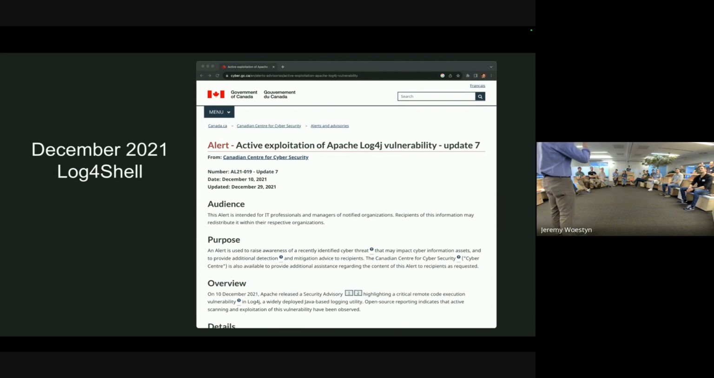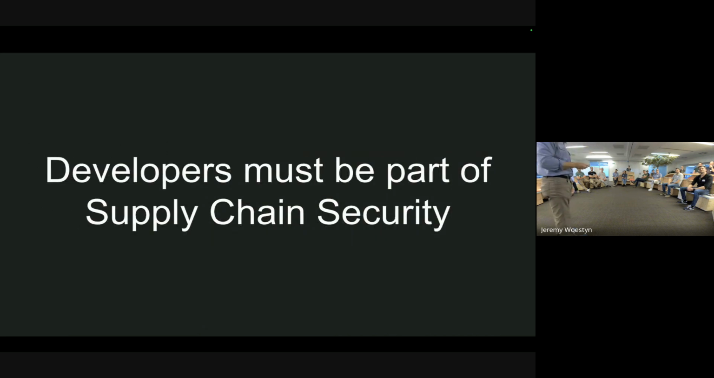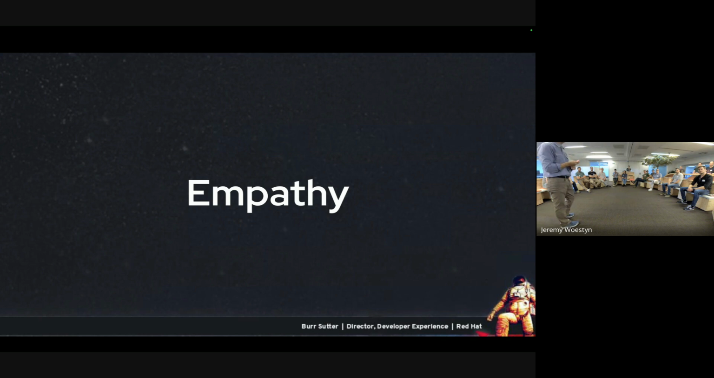So it's all a race. All the bad guys are hacking, all the good guys are patching. So speed is an important part of it. Developers must be part of the supply chain. If you're not thinking about this on the development side of things, with your Log4j, with your Struts2, with whatever the next library you're using, you should be thinking about that because it could be a problem.